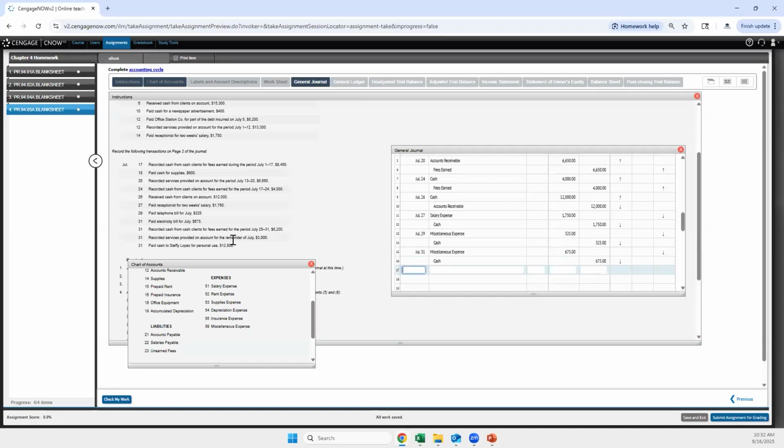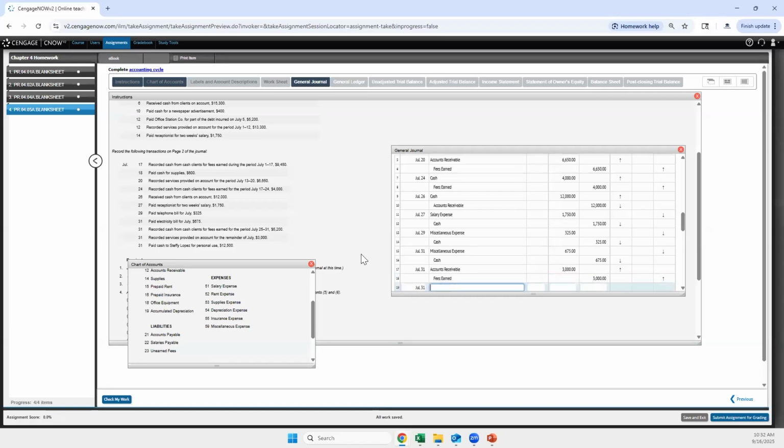And then also on the 31st, recorded services provided on account for the remainder, July 31st. Accounts receivable, because the services were on account, $3,000, and then fees earned, $3,000.